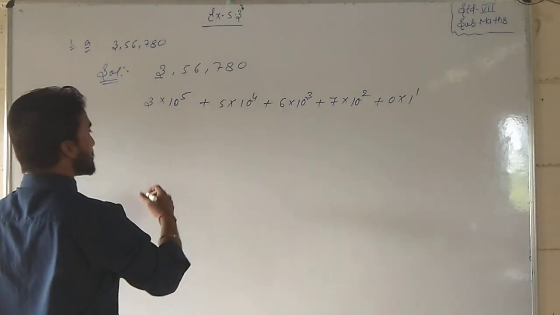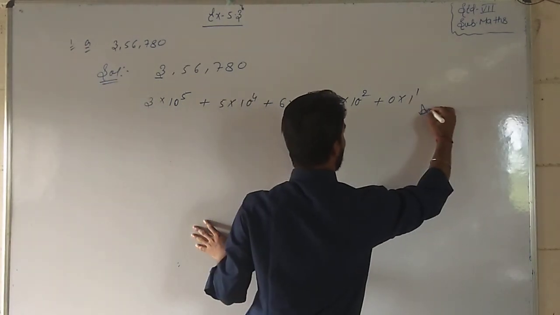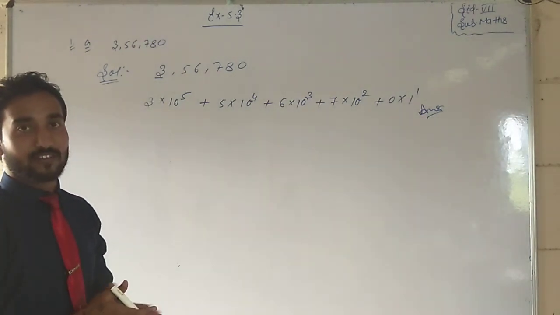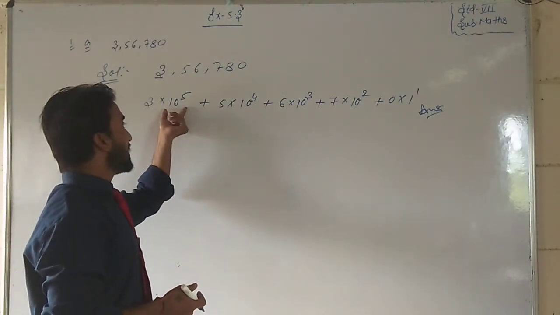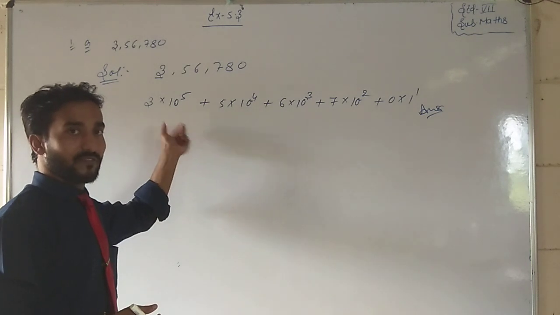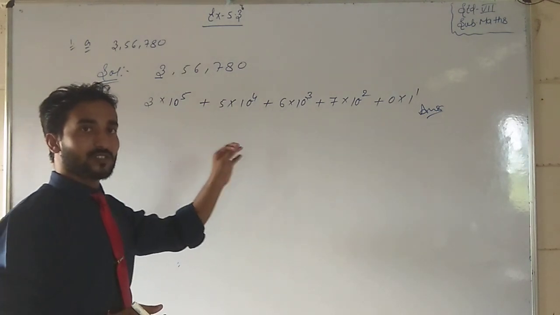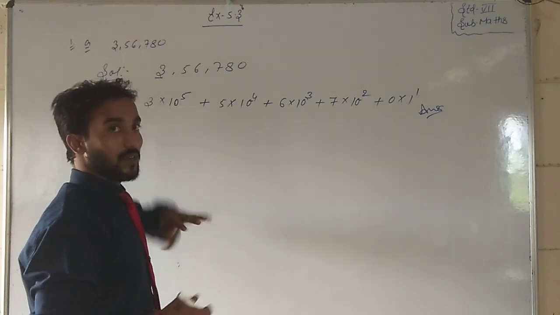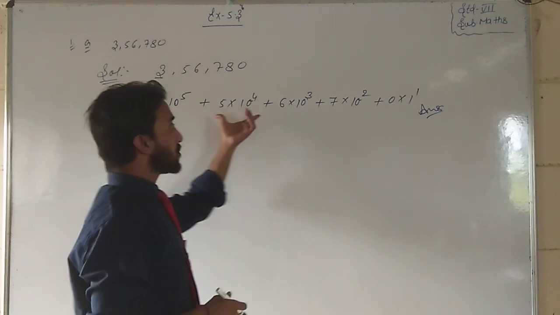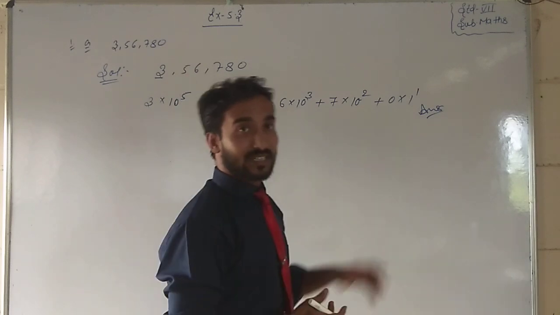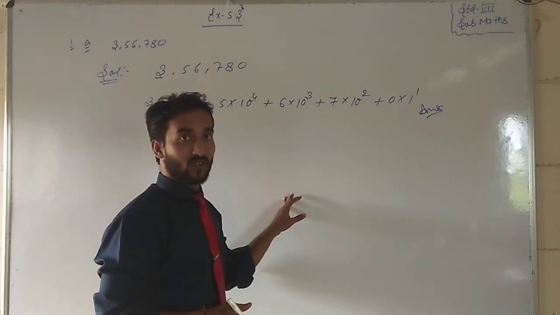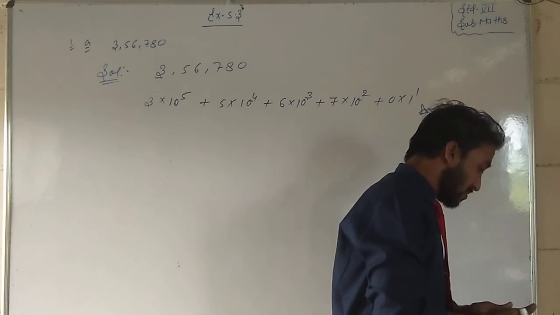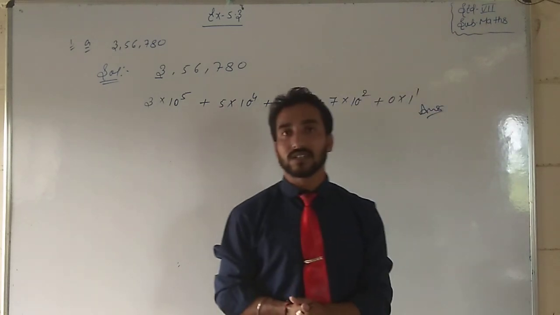Okay students, this is all about expanded form. It means you can write 10 to the power 5 instead of 1 followed by 5 zeros. How many exponents are given? Okay students, both are right. It is in exponential form, but it is also in expanded form. Now question number B and C, it's your turn to do.